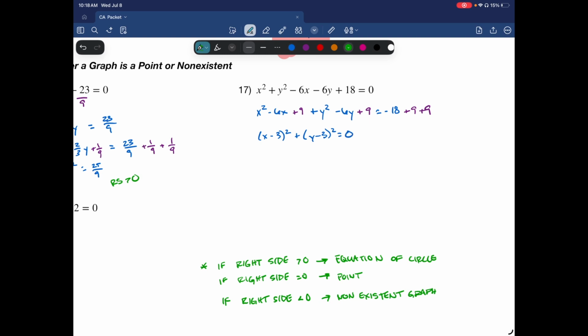All right, since my right side equals 0, this is not a circle. It's a point on the graph. And that point is 3, 3. So what would have been your center of the circle is now your point on the graph.